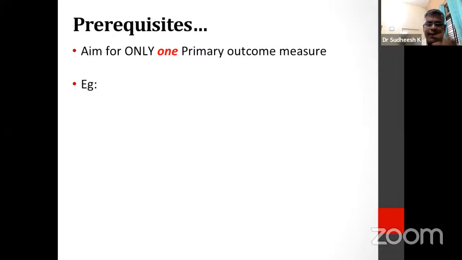You are not going to study the entire spectrum of things the drug is going to produce. You are going to study only one part of that particular spectrum. For example, you might be focusing only on analgesia. You might be focusing only on the adverse effects. You might be focusing only on the hemodynamic effects of a particular drug, though that has got multiple facets. So in that situation, you focus on one thing and consider that one thing as your primary outcome measure.